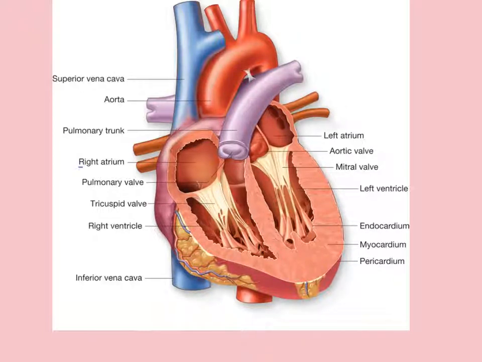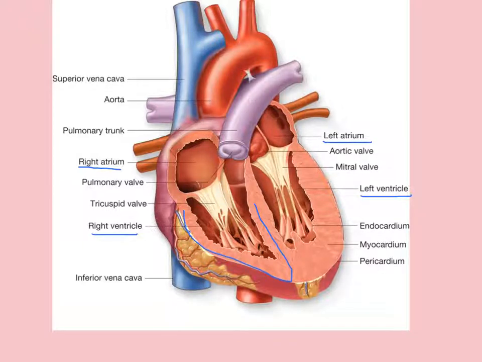We have the two chambers on the top, the right atrium and the left atrium, and the two chambers on the bottom, the right ventricle and the left ventricle. And you can see this picture makes them look fairly even in size. That's just more for diagram simplicity's sake. In reality, the right ventricle is smaller than the left ventricle, and I already mentioned that the muscle walls are much smaller on the right side of the heart.